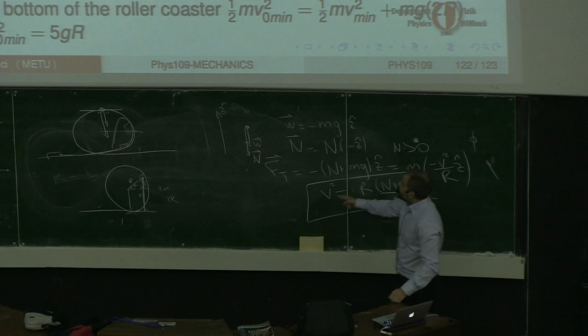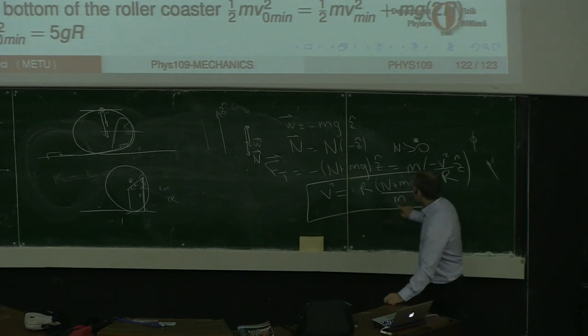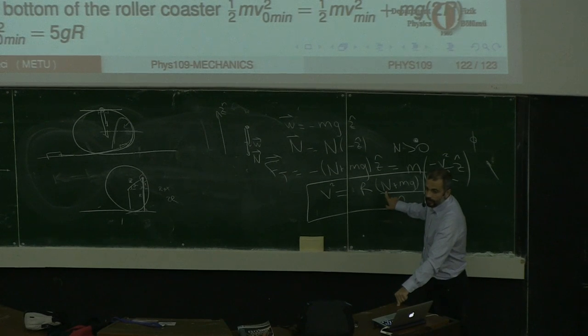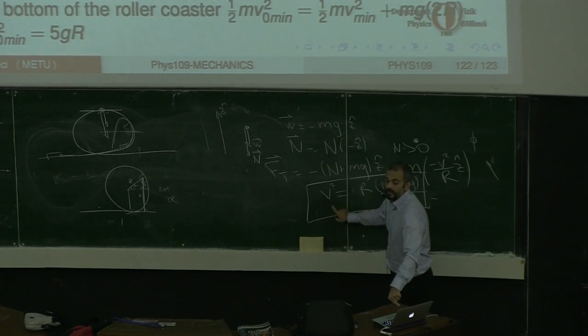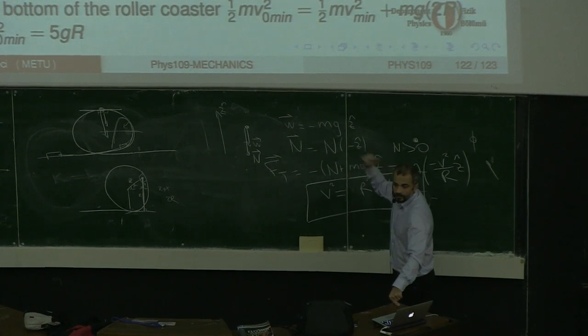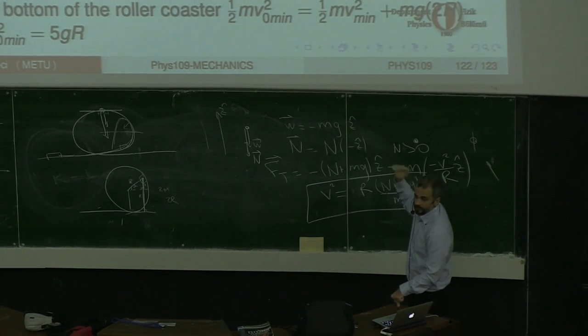Well, you can use this relation. If you know v squared, you can use it to find the normal force exerted by the tracks on my cart. Or if you know N, you can use it to find the speed at the top of the rails.